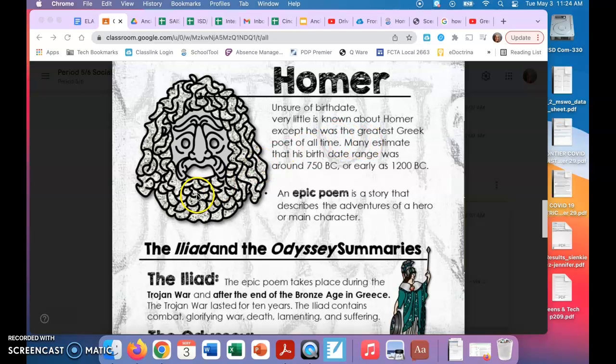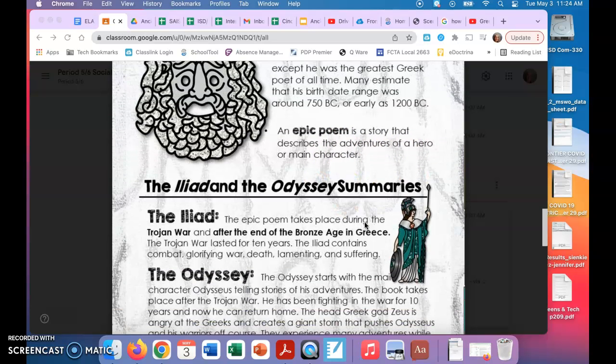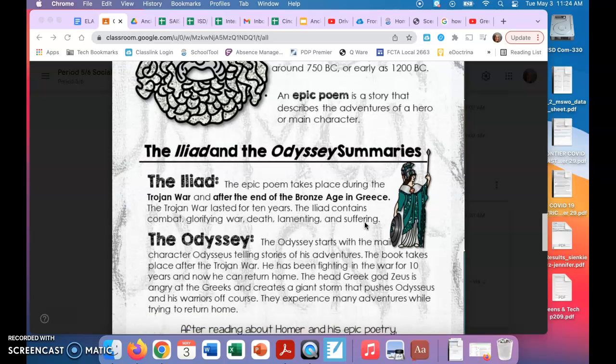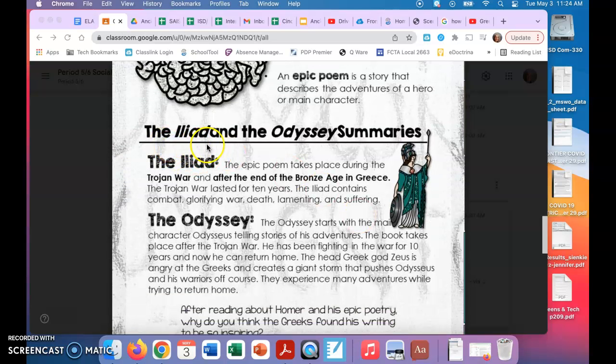Homer was the writer of great poetry, or what they called epic poems. An epic poem is a story that describes the adventures of a hero or main character. Two of the great poems that Homer wrote are the Iliad and the Odyssey. And here are summaries of those two poems.